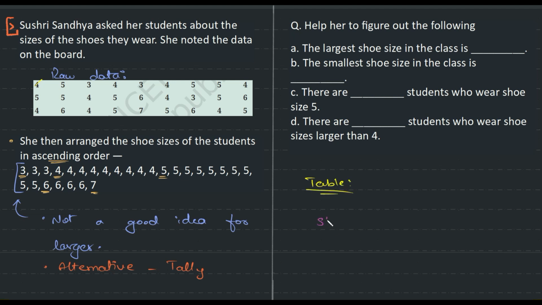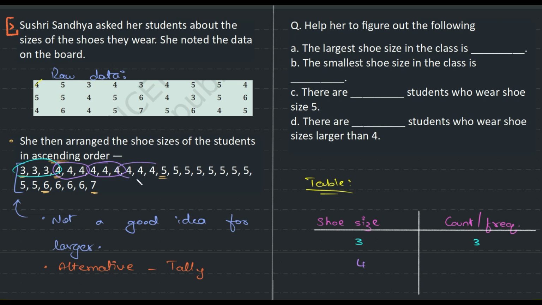So we have shoe size and we have the count, number of students. So also known as, it starts with F, R, E, yes, frequency, right? So it's also known as frequency. Okay. So we have a shoe size of 3. How many people are there? There are 3. We have a shoe size of 4 and we have 3, 6 and 9.